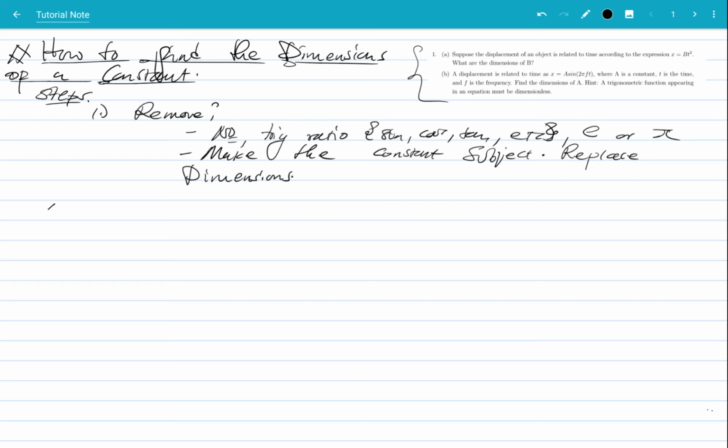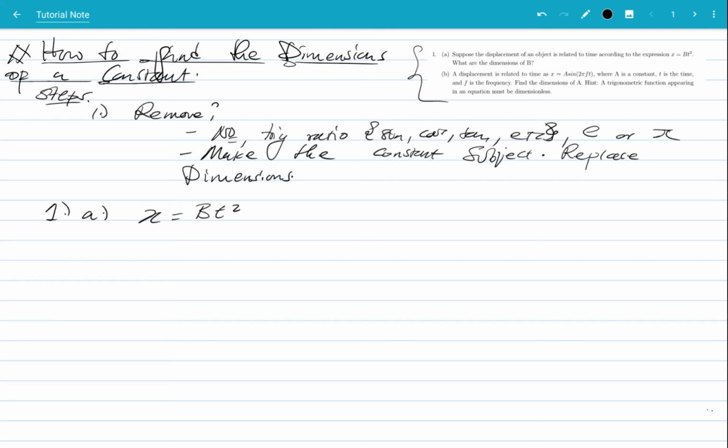So let's answer question 1a. It reads, suppose the displacement of an object is related to time according to the expression x is equal to bt squared. We've been asked to find the dimensions of b. So whatever I ask you to find the dimensions of is simply the constant that is present in the expression. So we have been told that displacement, which is a distance moved in a particular direction, is related to time.